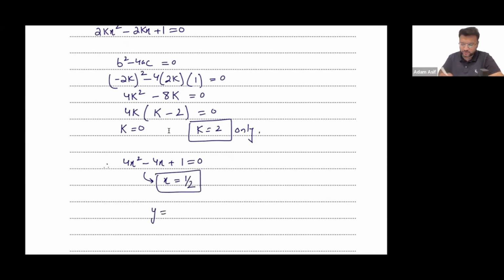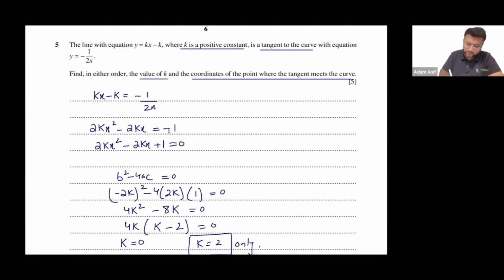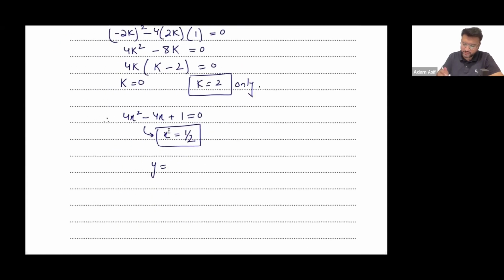When x is half, what's going to be y? To find the y coordinate, we're going to plug x back into either this equation or this equation. If you plug it into this equation, you get y equals minus 1 upon 2x, and x is 1 upon 2. So y comes out to be negative 1. So the point of intersection is half comma negative 1. That's the answer.